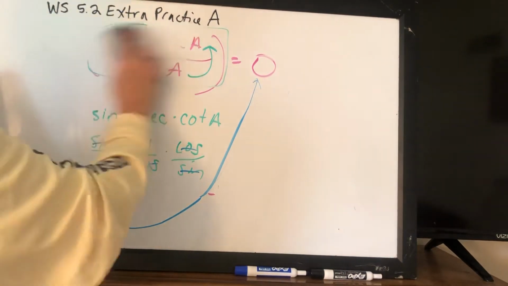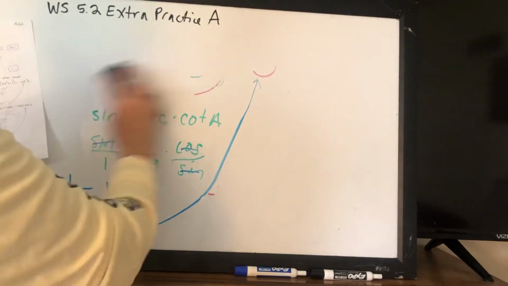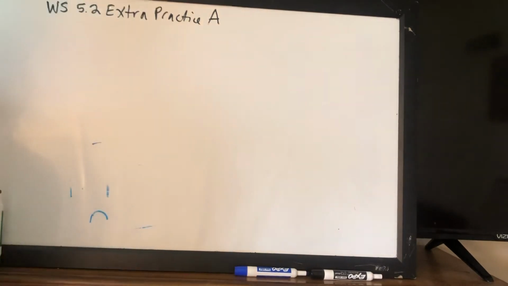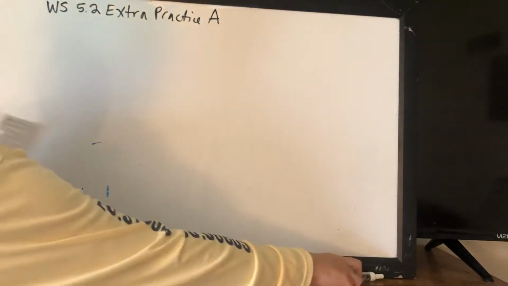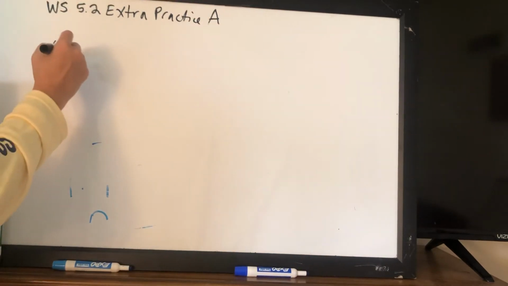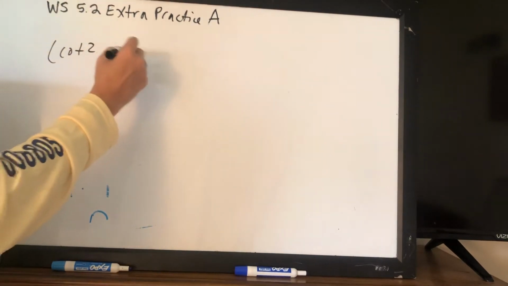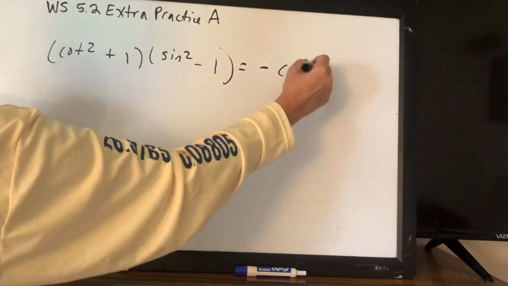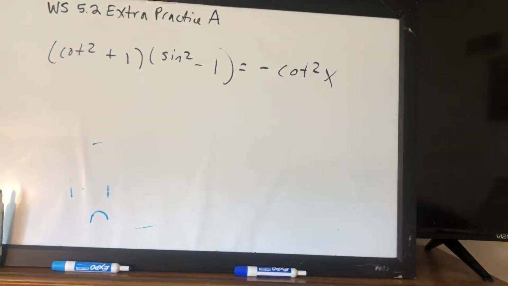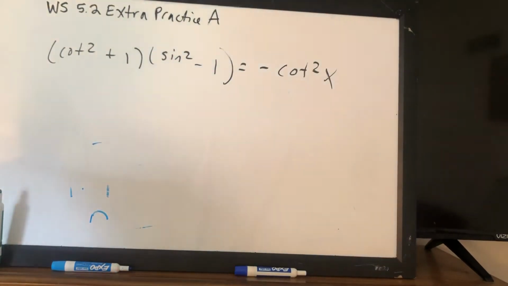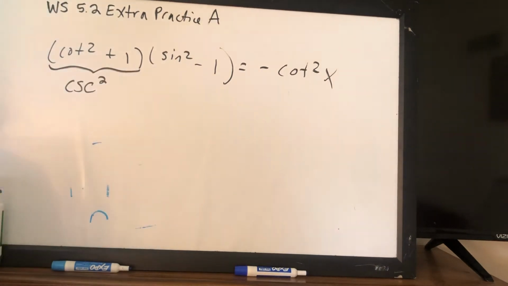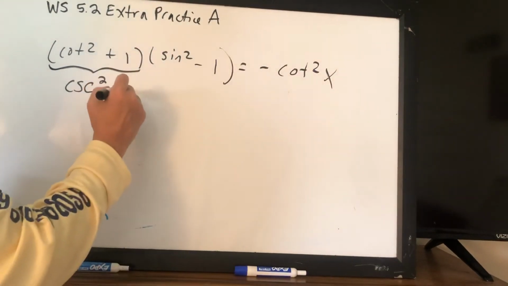Number 6, we got 2 Pythagorean identities. Okay, we've got, in parentheses, cotangent squared plus 1 over sine squared minus 1 equals a negative cotangent squared. Cotangent squared plus 1 is going to get you cosecant squared. Pythagorean identity. This is one of those guys that's backwards. Remember, if it's backwards, it makes it a negative.